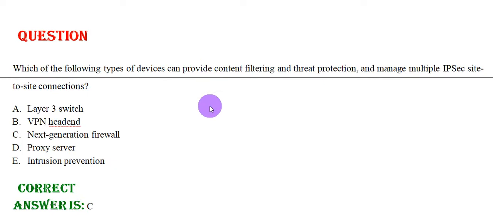Which of the following types of devices can provide content filtering and threat protection and manage multiple IPsec site-to-site connections? Option A, Layer 3 switch. Option B, VPN head-end. Option C, Next Generation Firewall. Option D, Proxy Server. And Option E, Intrusion Prevention. The correct answer is Option C.